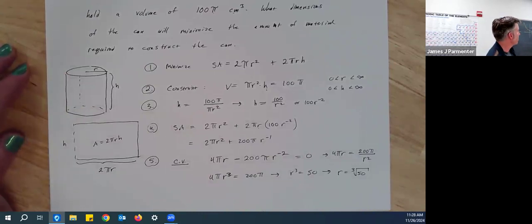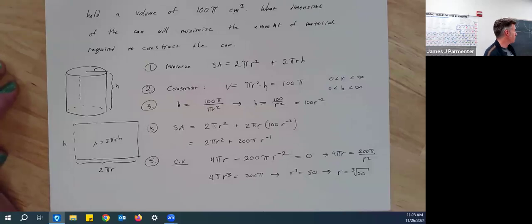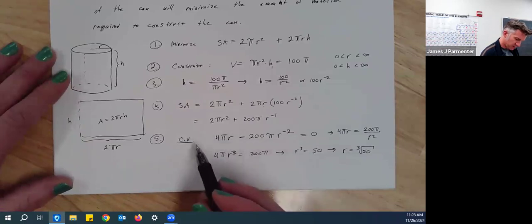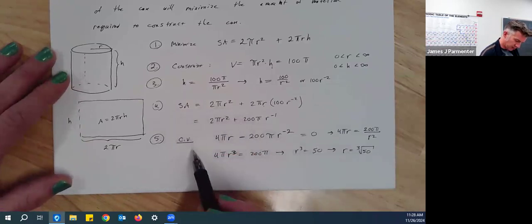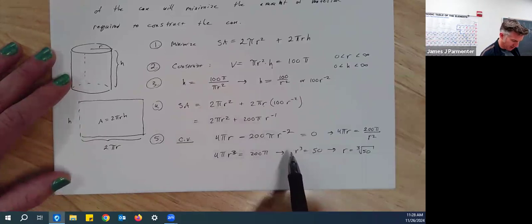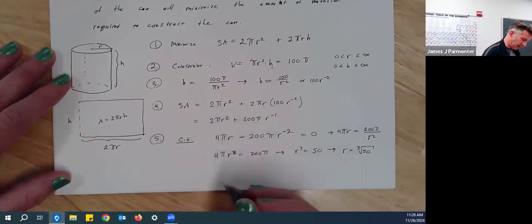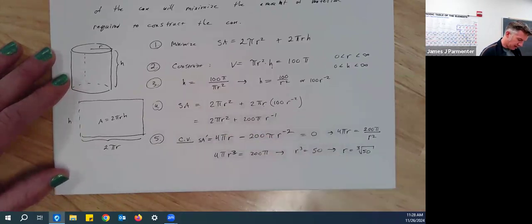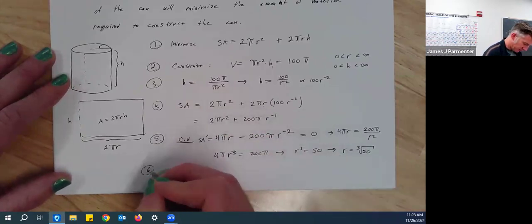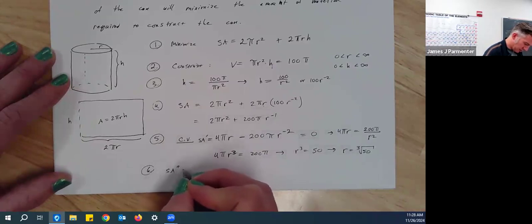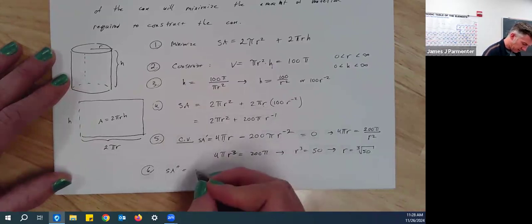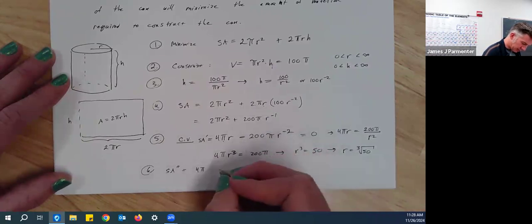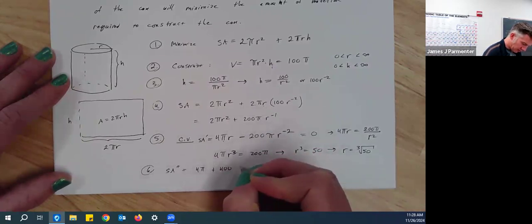I think this looks like a situation where the second derivative test would work out just fine. So if I take my second derivative of, yeah, I feel bad. I didn't write a derivative here. So I should have written surface area prime is equal to that. And then my second derivative here would be 4 pi plus 400 times pi times r to the negative third.